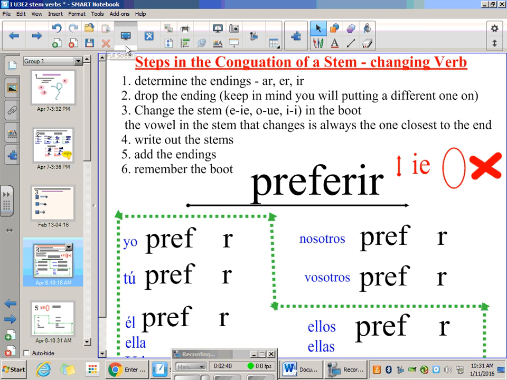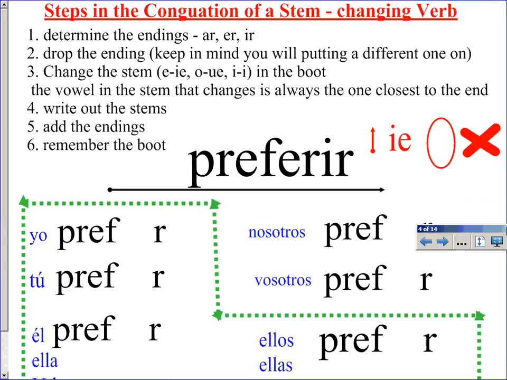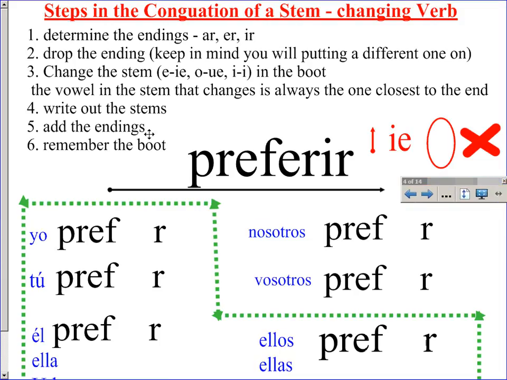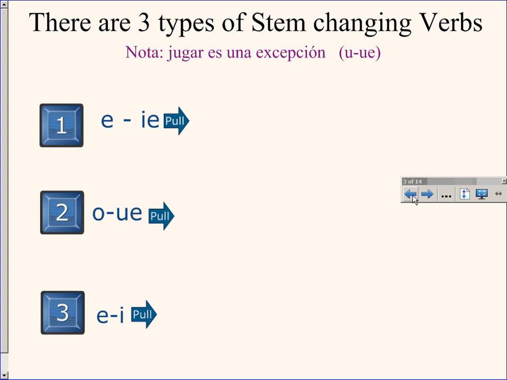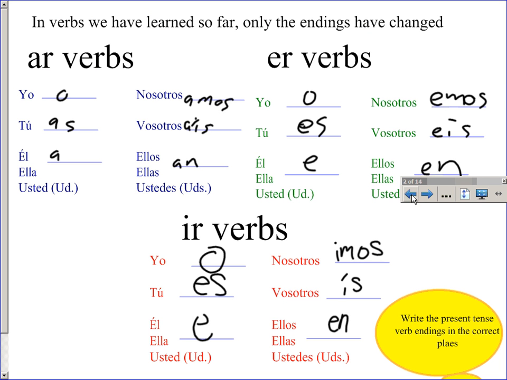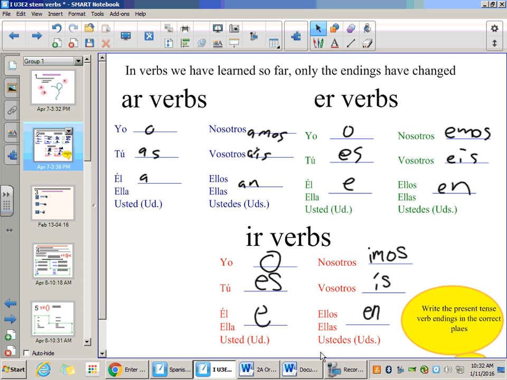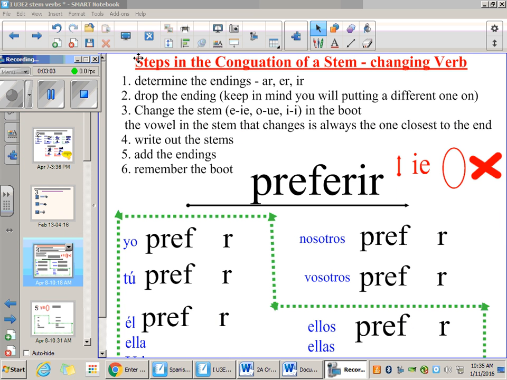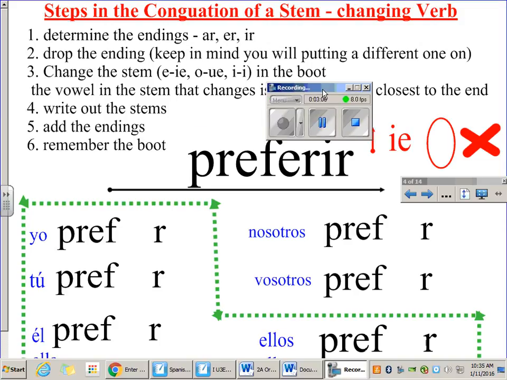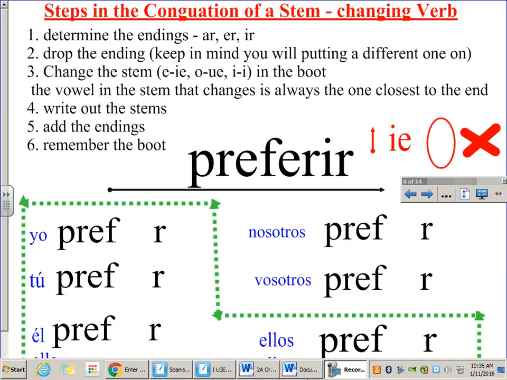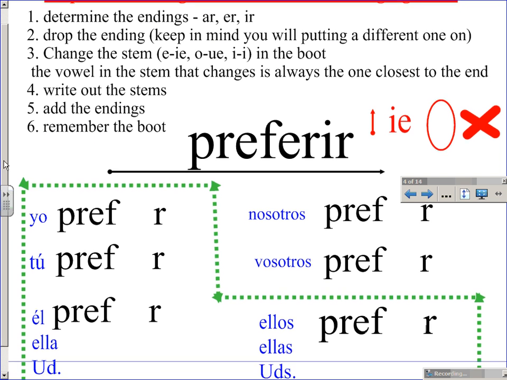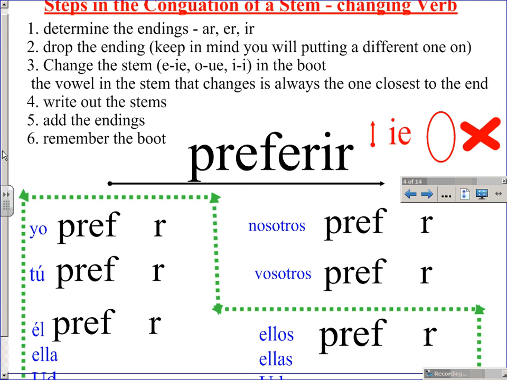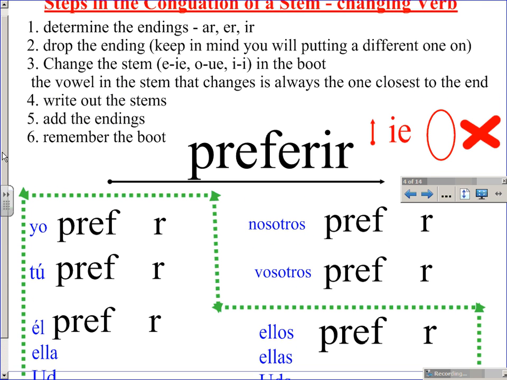So we're going to start with the verb preferir, and I have the steps listed up here for you, but watch me as I conjugate the verb. So, in talking about how this works, let me pull this down a little bit. There we go. You're going to be able to see my whole verb shoe. I'm going to show you how to conjugate a stem changing verb.